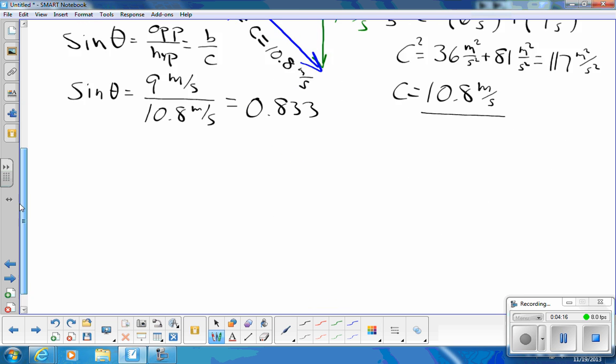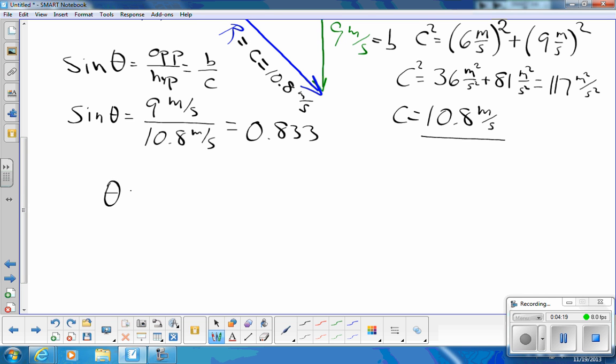And so now on your calculator, you have to do the inverse sine of 0.833. Make sure your calculator's in degree mode when you do the inverse sine of 0.833, and that should give you 56 degrees as the angle.